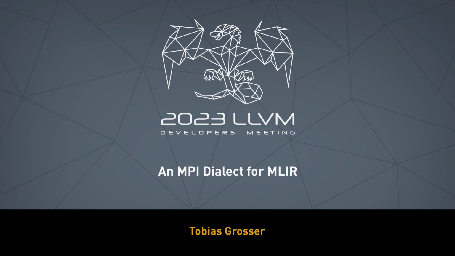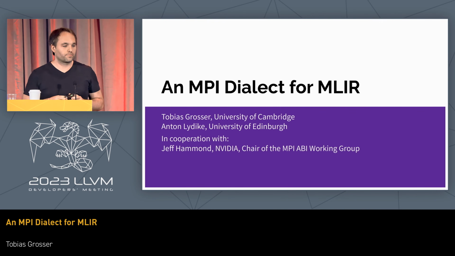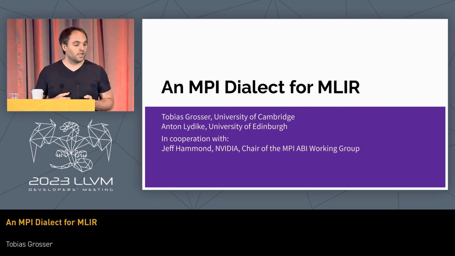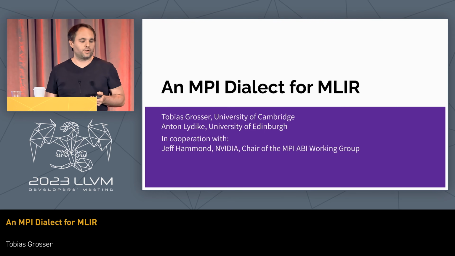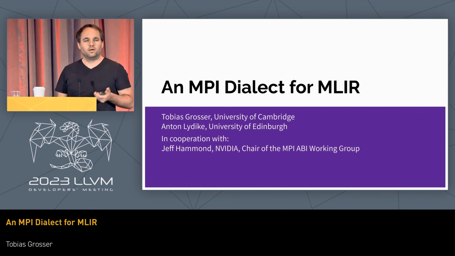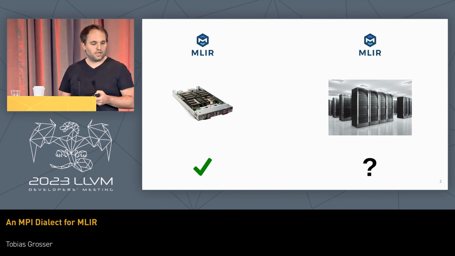So I present our recent work on an MPI dialect for MLIR. This is joint work with one of my research staff members, Anton, and Jeff Hammond from NVIDIA. It comes from a research project where we wanted to take large-scale computational science applications, run them on HPC clusters, and this is a proposal of a potential new dialect for MLIR.